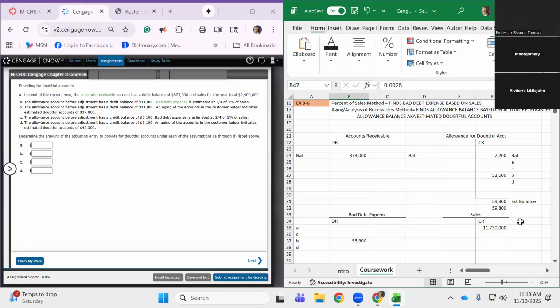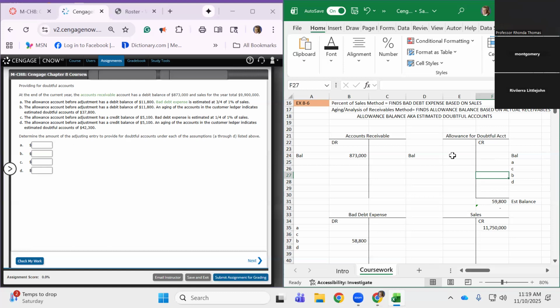All right, let's read. It says the allowance account. Now, the allowance account normally has a credit balance. Normally it does, but sometimes it has a debit balance because of activity in the account that caused it to go over to the debit side. This allowance is supposed to hold an estimate of how much we think we won't collect. Once again, our accounts receivable has 873,000 in it.